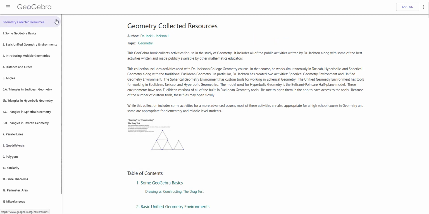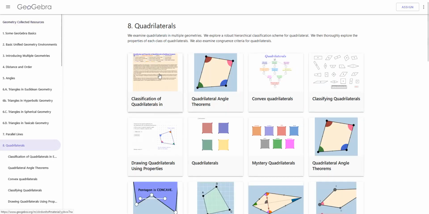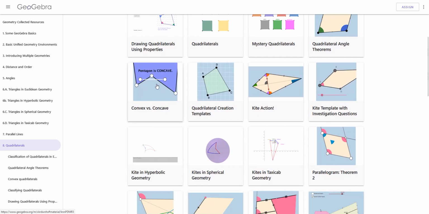In this video, we're going to talk about kites in non-Euclidean geometry. So here you can see my geometry collected resources in GeoGebra. And if we go to quadrilaterals, this classification of quadrilaterals investigates lots of different things, including kites in Euclidean geometry. Here we see some other investigations of kites in Euclidean geometry. Let's just start with that actually.